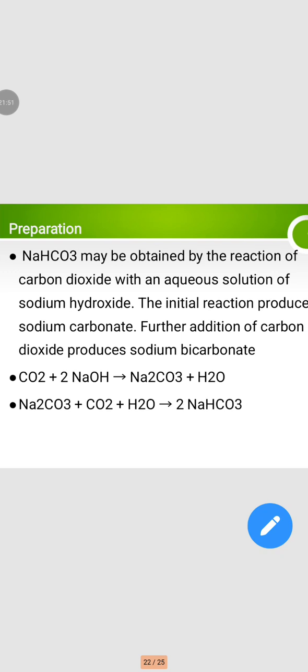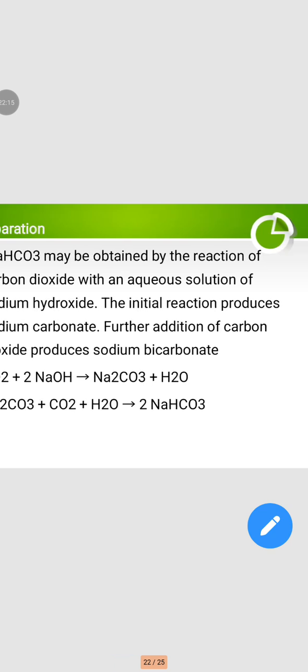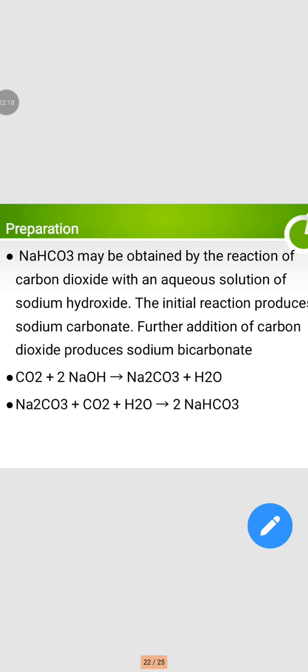Preparation of sodium bicarbonate. Sodium bicarbonate may be obtained by the reaction of carbon dioxide with an aqueous solution of sodium hydroxide. The initial reaction produces sodium carbonate. Further addition of carbon dioxide produces sodium bicarbonate. So, carbon dioxide is reacted with sodium hydroxide to form sodium carbonate. Then the sodium carbonate is reacted with carbon dioxide and water to form sodium bicarbonate.